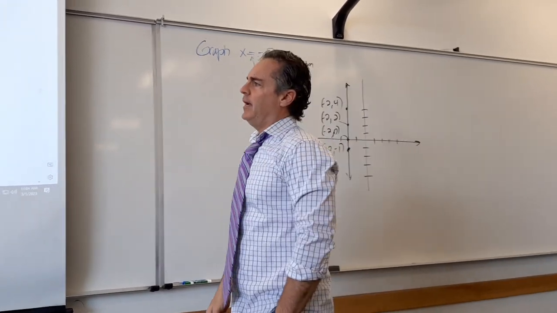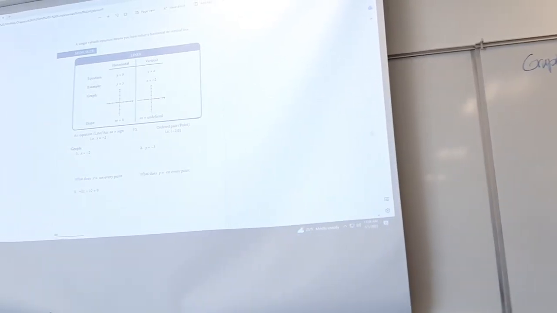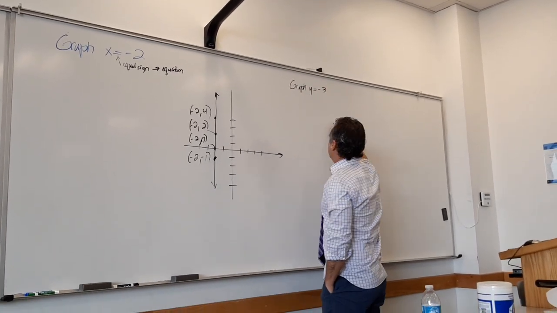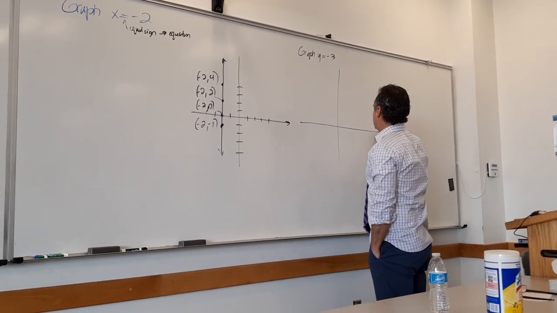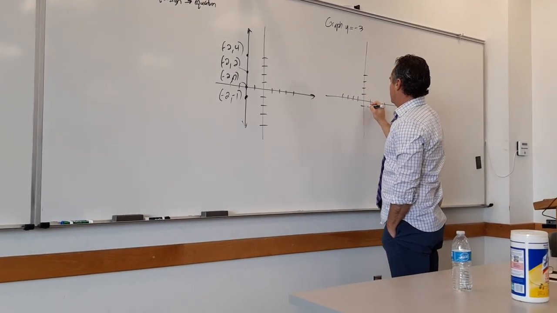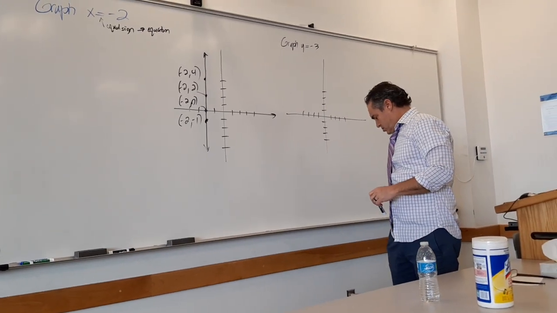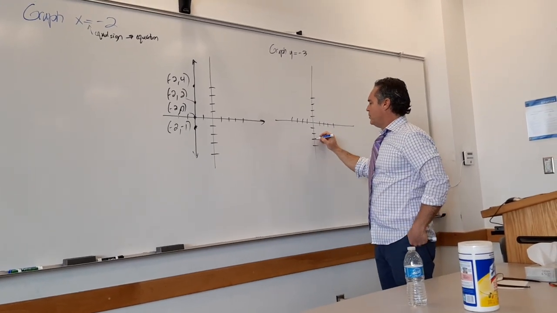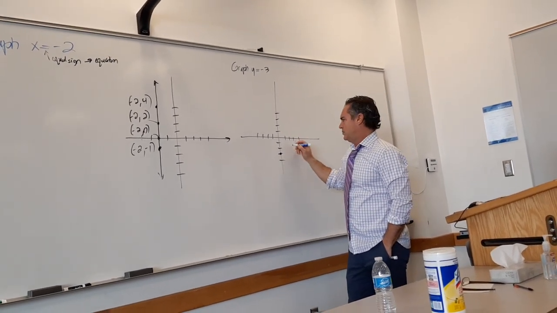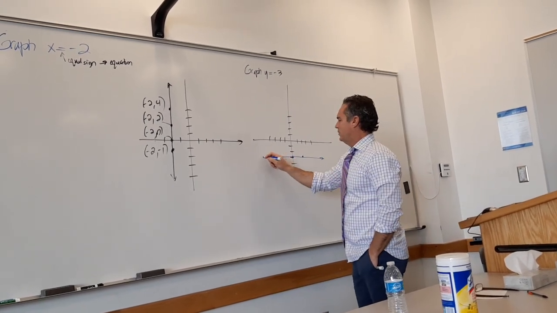So let's go ahead and graph y equals -3. If I tell you to graph y equals -3, 1, 2, 3, 4. All right. So we find y equals -3. Give me another point where y equals -3. So 1, 2, right there. We connect them. We have a horizontal line.